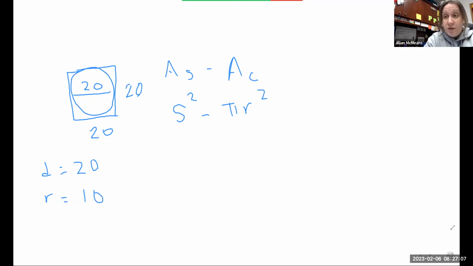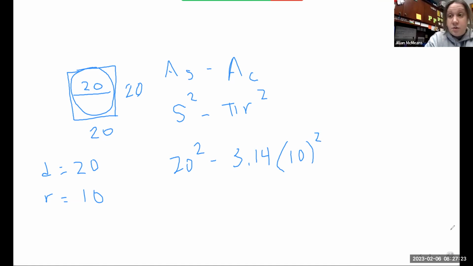So for the square, the length of the side of the square is 20. So we're going to take 20 and square it. And then for the area of the circle, we're going to take 3.14 and multiply it by the radius squared. Okay. So 20 times 20, the area of the square is going to be 400.